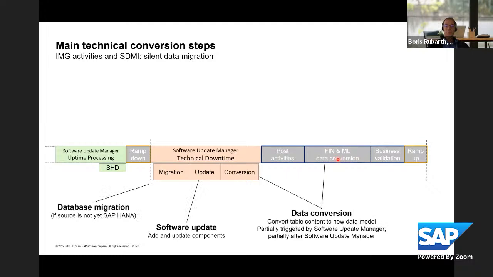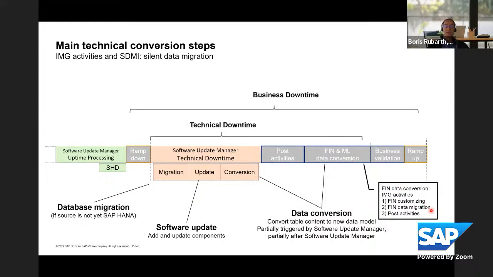So same picture we had before, but now it's illustrated that the fin and material ledger data conversion happens after the software update manager by means of the IMG. So you will have, as a fin expert, you will log onto the system, you will start the respective IMG activities and execute this. First, the fin customizing on the new level, then you execute the fin data migration, and then some post activities. The discussion on downtime we already had.